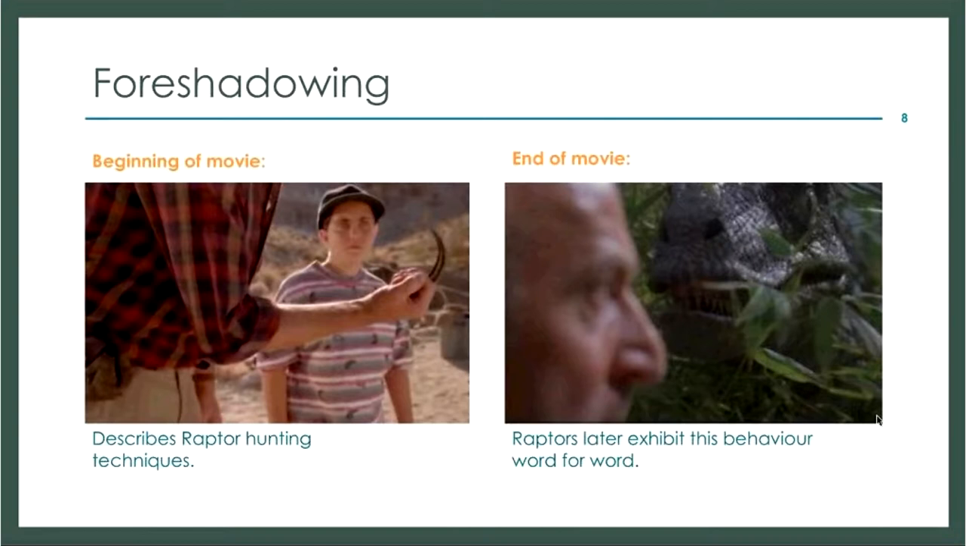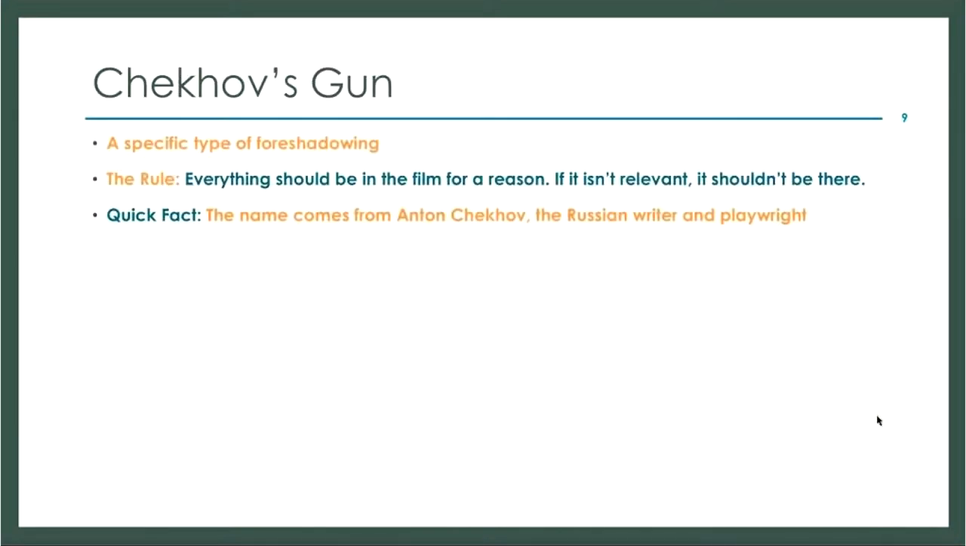And that brings us to Chekhov's gun. Now, Chekhov's gun is a rule for a specific type of foreshadowing. The rule is that everything should be in the film for a reason. If it isn't relevant, it shouldn't be there. So, in effect, this means that if something is focused upon in a film, then it will be utilized as a data point. The name comes from Anton Chekhov, the Russian playwright.